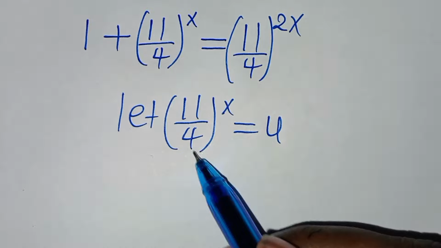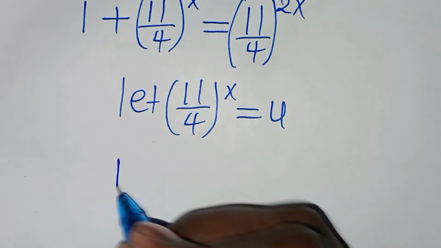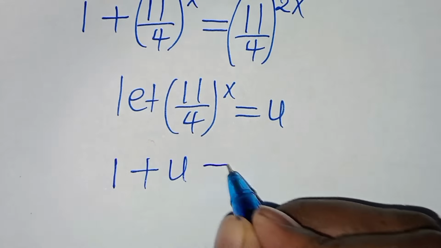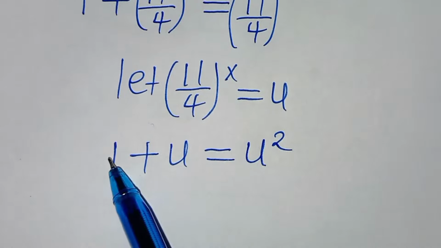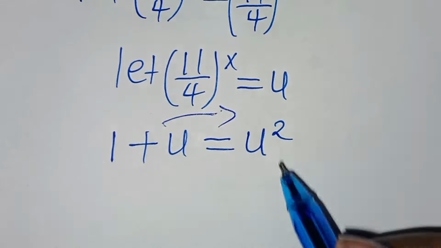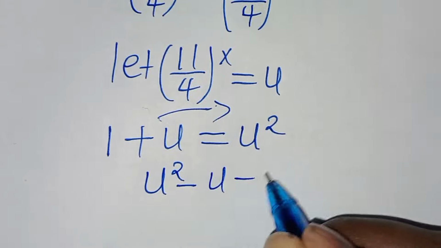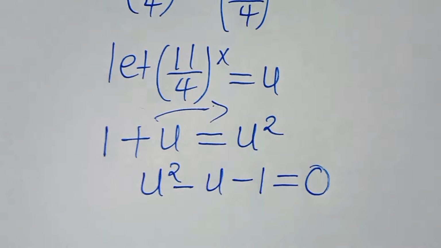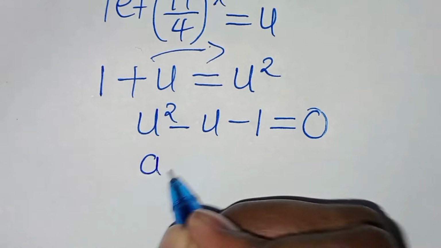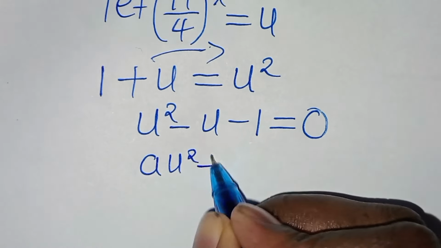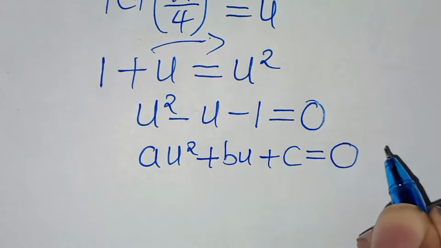Now we let 11 over 4 raised to the power x be equal to u. So let's substitute u here, so that we have 1 plus u. This is equal to u squared. Now let's take 1 plus u to the right hand side, so that now we have u squared minus u minus 1. This is equal to 0. So this is a quadratic equation of the form a u squared plus bu plus c. This is equal to 0.